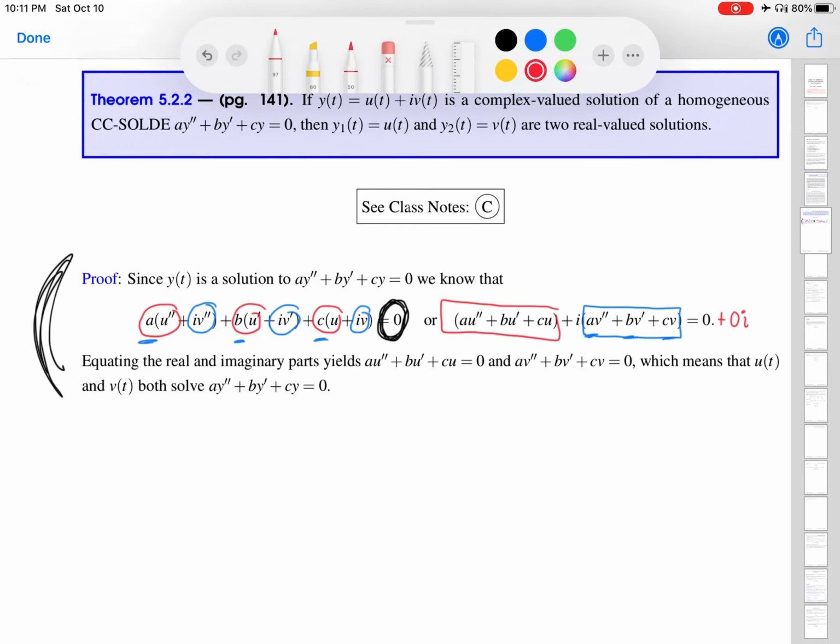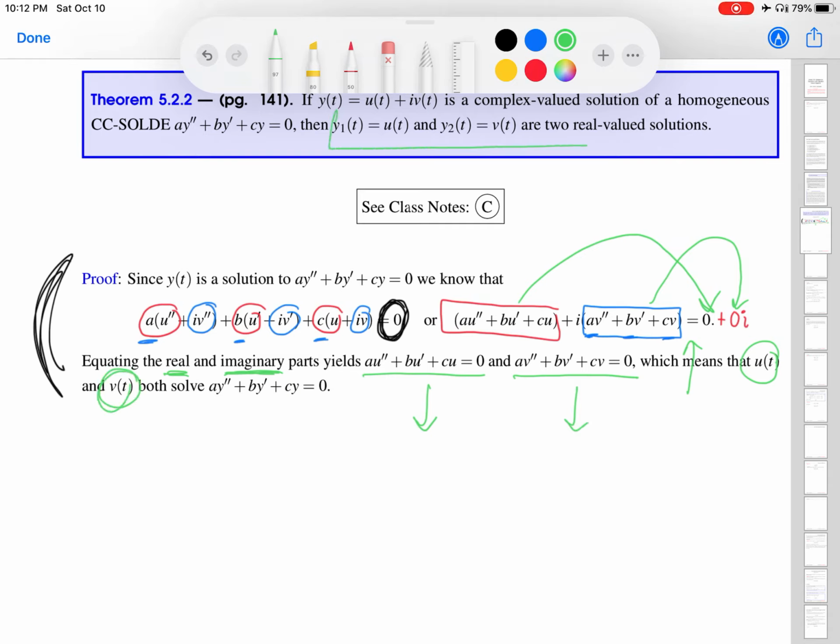And here we are. We have an equality of two complex numbers here. And we just said that two complex numbers are equal when their real parts are equal and when their imaginary parts are equal. So setting the real part equal to the real part on the right-hand side yields this. Setting the imaginary parts equal to each other yields this. And this is what it means for u to solve the CCDE. And this is what it means for v to solve the CCDE. And that's exactly the conclusion of the theorem up here.